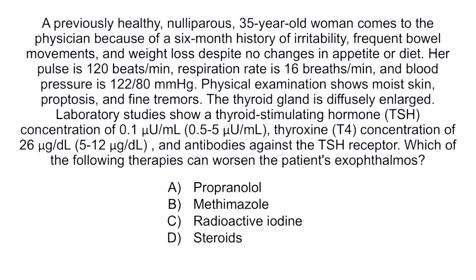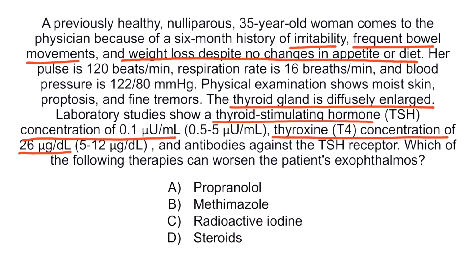This patient complains of irritability, frequent bowel movements, and weight loss despite no changes in appetite or diet. This is likely suggestive of a hypermetabolic state, the hallmark feature of hyperthyroidism. Furthermore, the thyroid gland is diffusely enlarged. This, combined with low TSH, high T4, and antibodies against the TSH receptors, should make us think of Graves' disease.